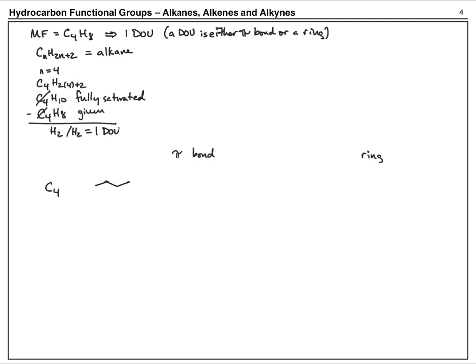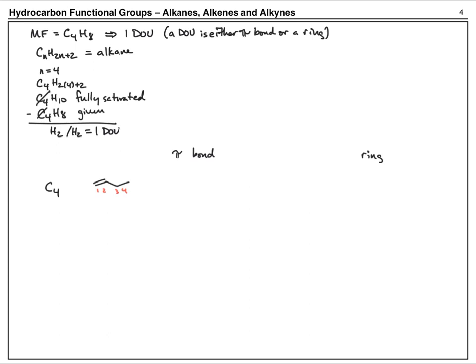So I'm just going to draw 4 carbon atoms. There they are. Now, under the first column, pi bond, we have to put a pi bond in that molecule. So let me go ahead and put some numbers here. 1, 2, 3, 4. And to do this logically, let's just put the pi bond between 1 and 2.